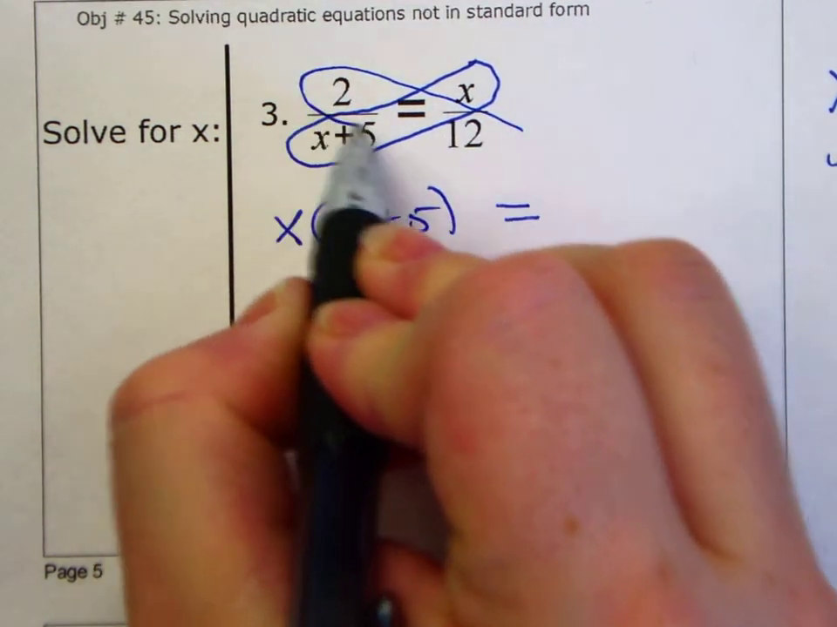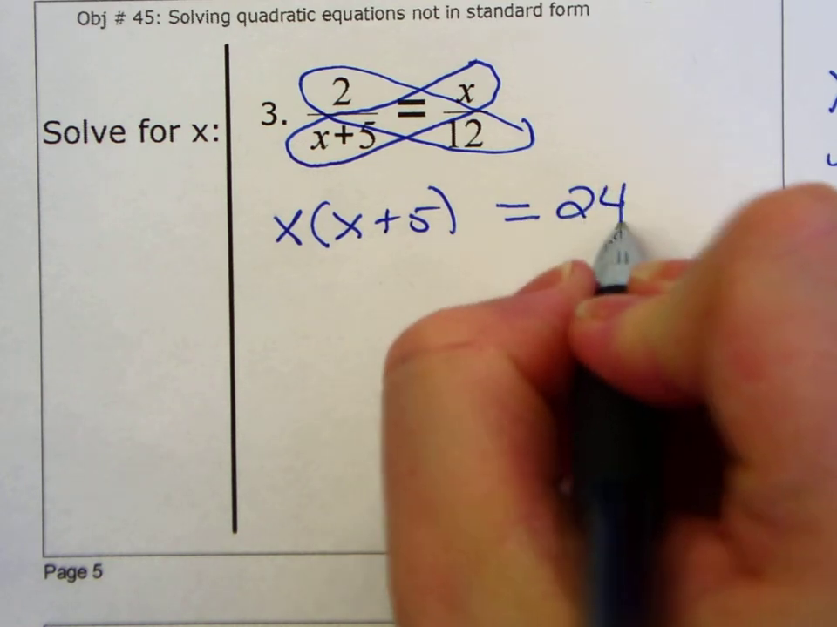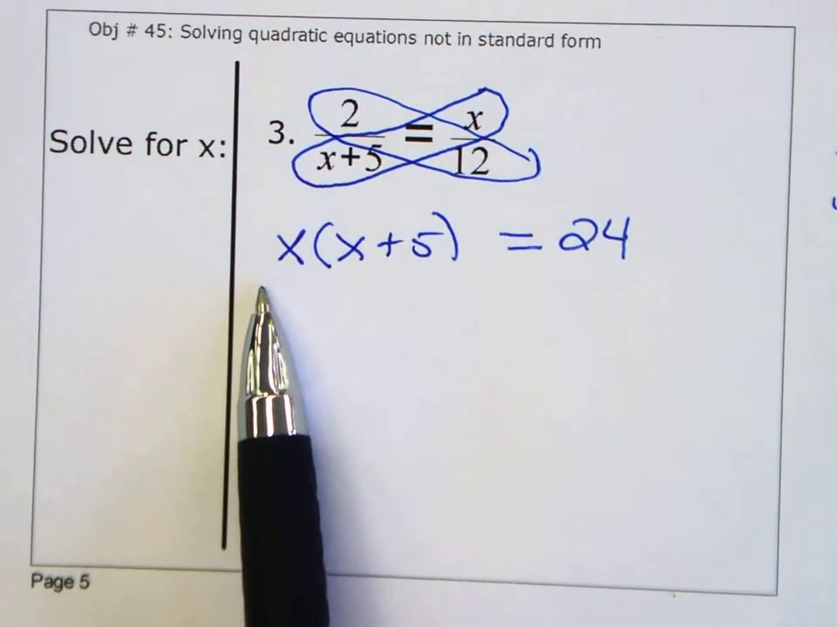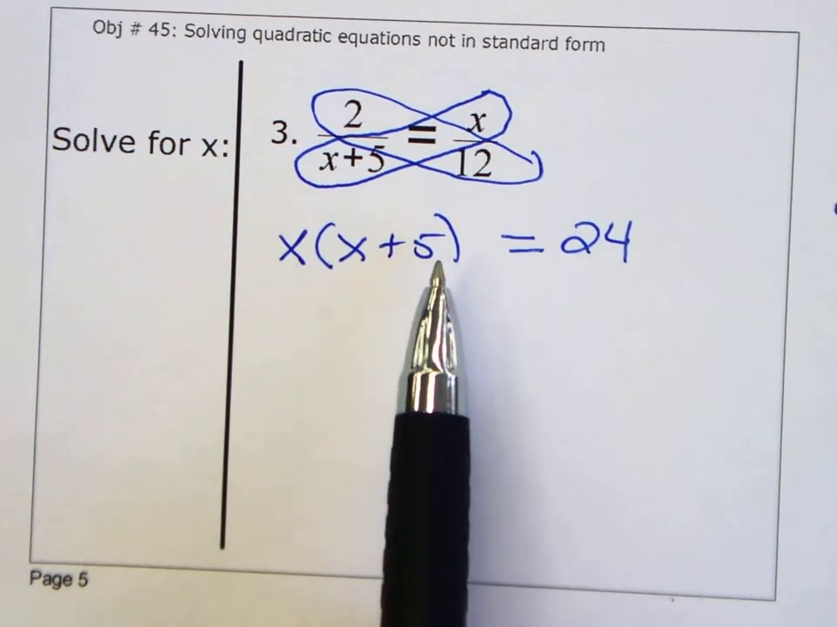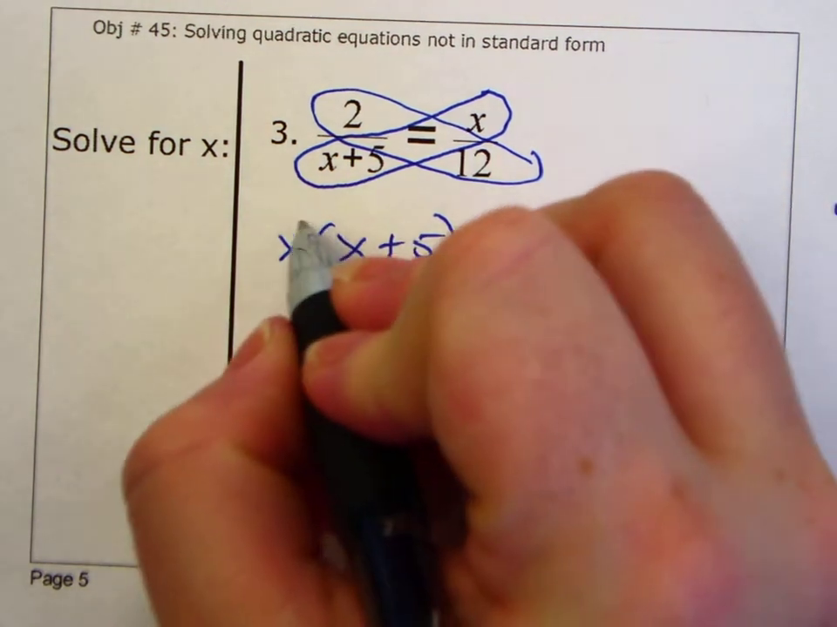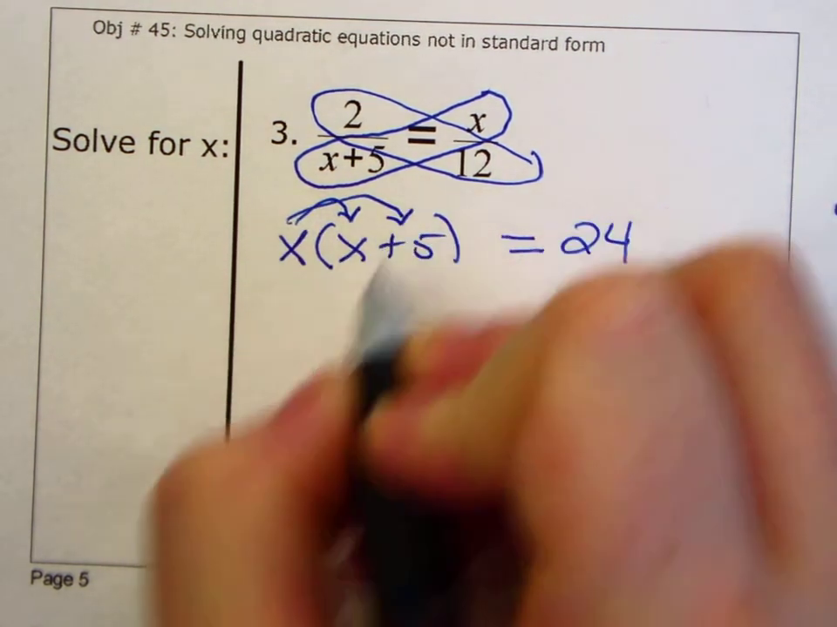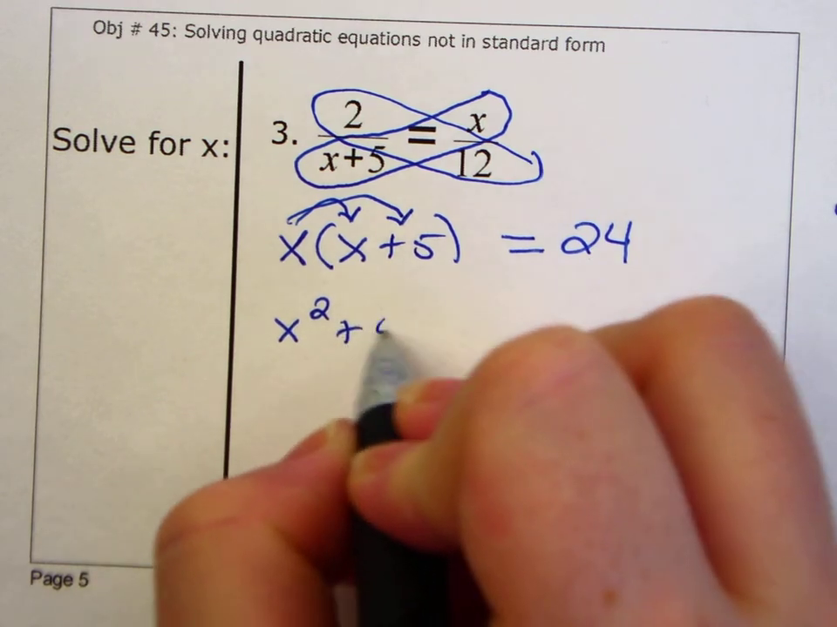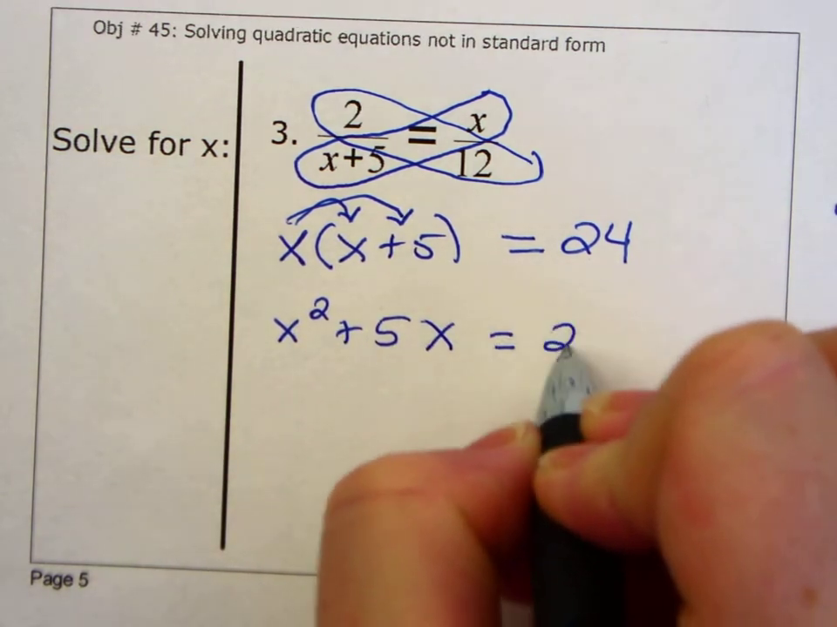equals 2 times 12 is 24. So make sure you multiply this x by both the x and the 5. That's really, really important. We have to distribute. Okay? So x squared plus 5x equals 24.